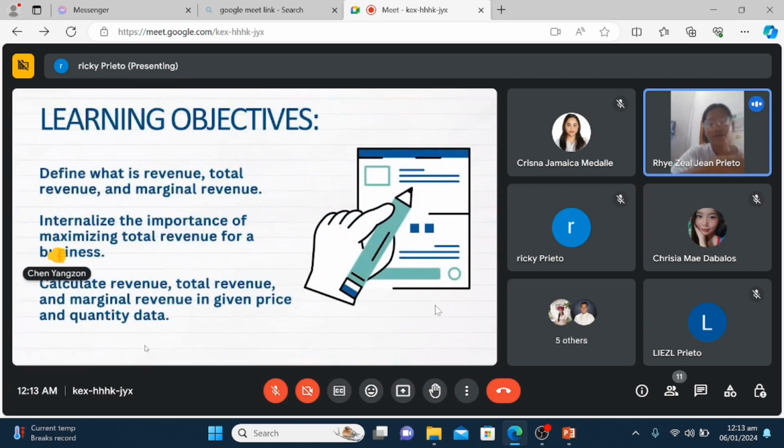Before going deep down to my discussion, let me first present to you my learning objectives, which is that at the end of this lesson, the student will be able to define what is revenue, total revenue, and marginal revenue; internalize the importance of maximizing total revenue for a business; and calculate revenue, total revenue, and marginal revenue in a given price and quantity data.